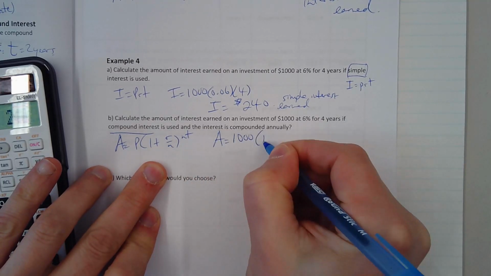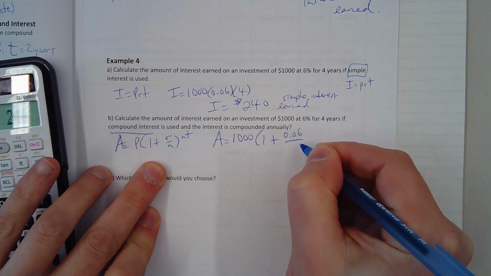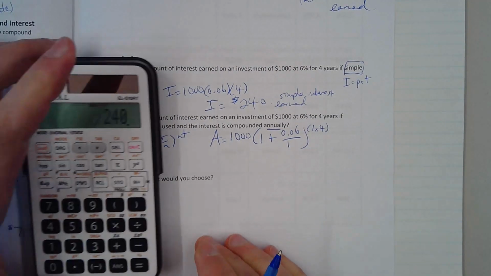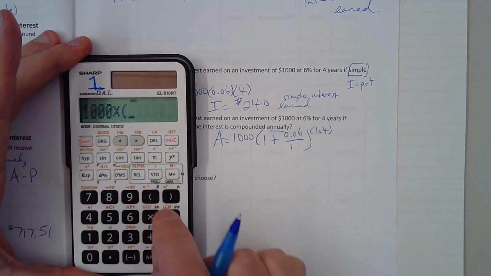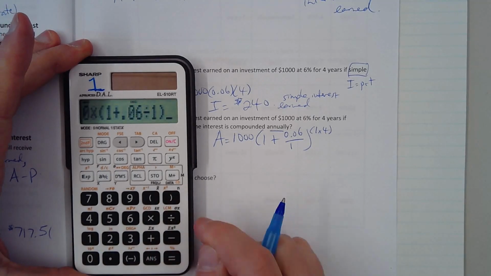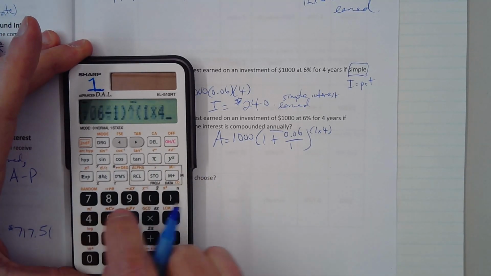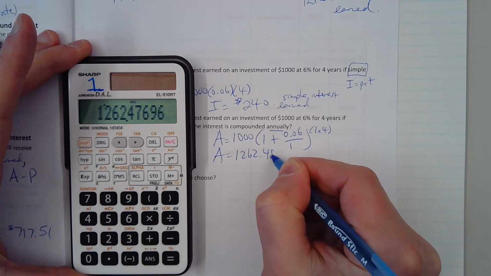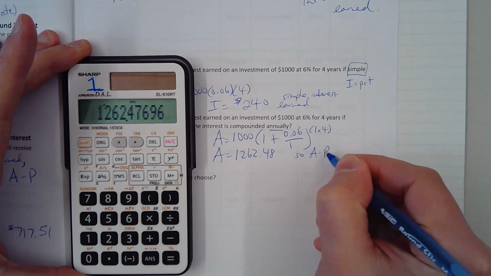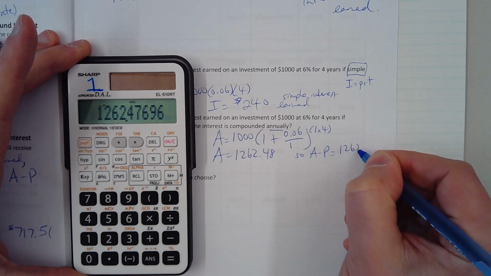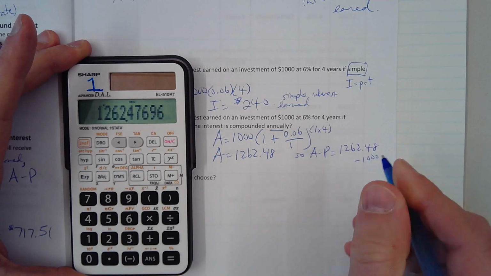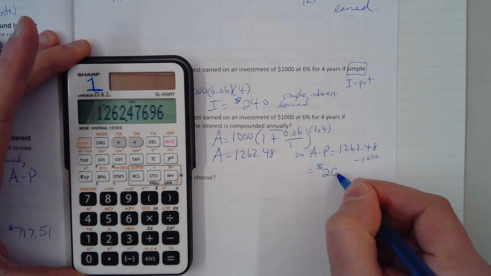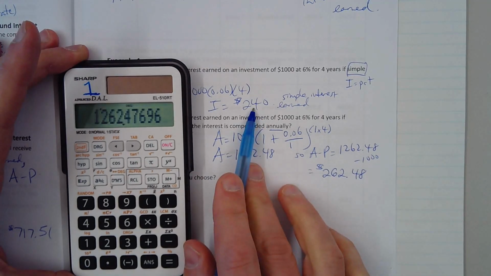This time, 1,000 times 1 plus 0.06 over 1, because compounded annually. And then up here it's going to be 1 times 4. So let's see how that looks in a calculator. It grows to 1262.48, and then you need to subtract the starting amount to find out how much interest was earned. What's 1262 minus 1,000? 262.48. Is it a little bit bigger than the 240?